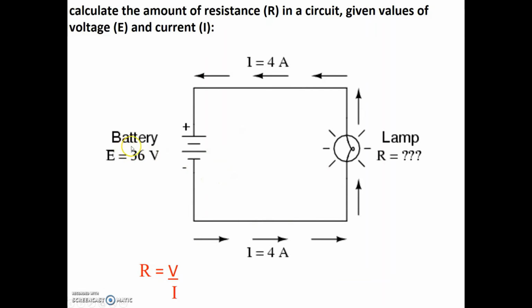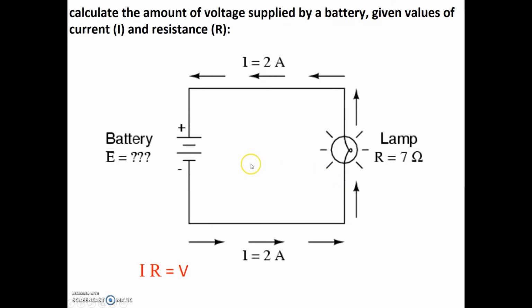Similarly, if you start with a voltage and you have a current, then you can find the resistance. So in this case, we're looking for resistance. I give you the equation, voltage divided by current. 36 volts divided by 4 amps. If you divide 36 by 4, you get 9. So the answer would be 9 ohms. And then the last problem, where we're going to find voltage.